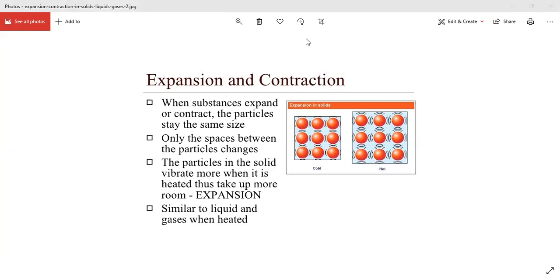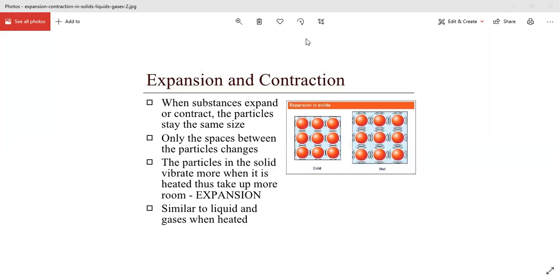Then the question arises, what changes then? If the particles remain the same size, what is the thing that changes? So only the spaces between the particles change. All right, the particles of these substances never change, but only the spaces between those particles change. Now the particles in the solid vibrate more when it is heated, thus take up more room, expansion, similar to liquids and gases when heated.